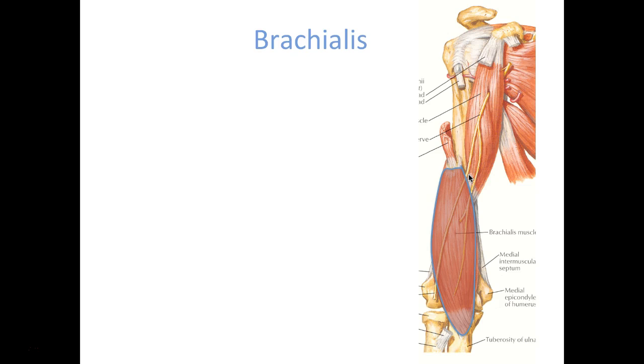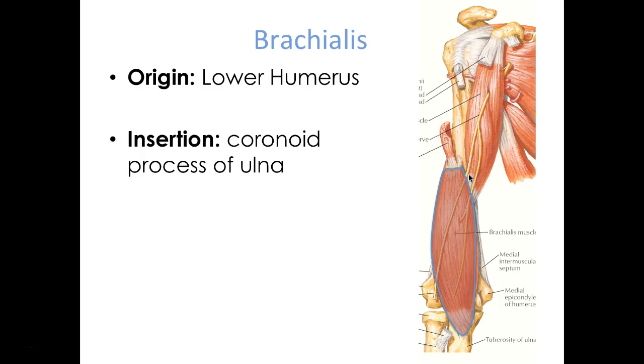Okay, and lastly we have your brachialis muscle. This is originating from your lower humerus, and it inserts into the coronoid process of the ulna. So you can see this tendon over here. That would be the tendon of biceps brachii, because it's inserting into that radial tuberosity. So coronoid process of the ulna for the brachialis, radial tuberosity for the biceps brachii.